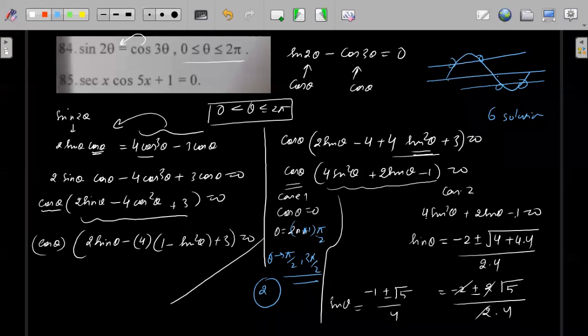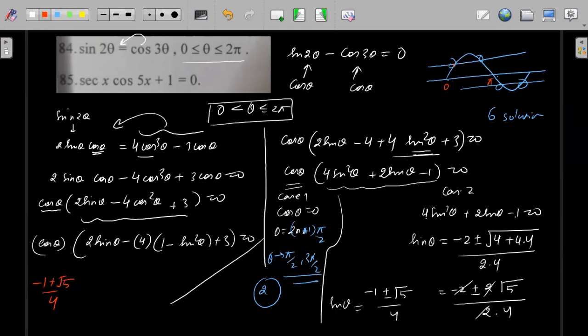See, sin theta is (-1 plus √5) by 4. √5 is 2 point something, so 2 point something minus 1, 1 point something, divided by 4. So this is true, right? So sin theta is equal to something positive. You will have two solutions between 0 to pi.